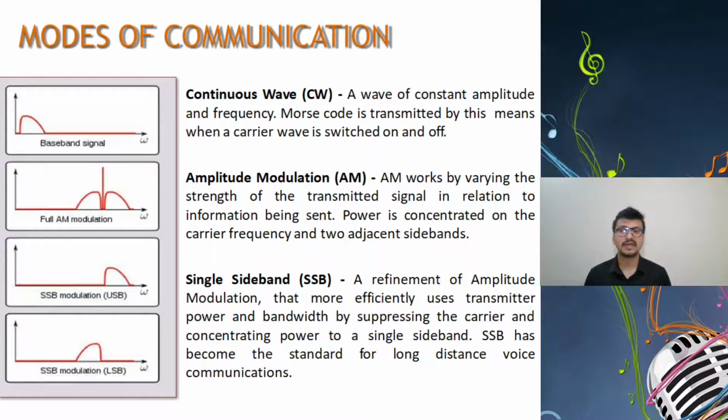Many times there is a problem in long distance communication, so generally people use SSB for it, because here the transmitter power and the bandwidth are used efficiently, suppressing the carrier and concentrating the power into the single sideband. So the sideband power gets changed. Here you can see the diagram on the left side, SSB modulation, that is USB, and on the bottom side you can see the LSB, SSB modulation. So these are the two waves you can see here.